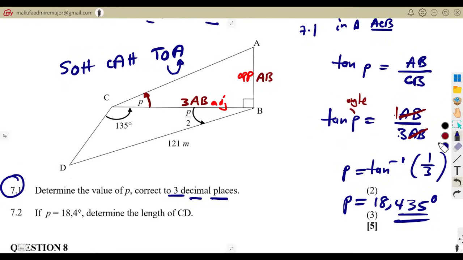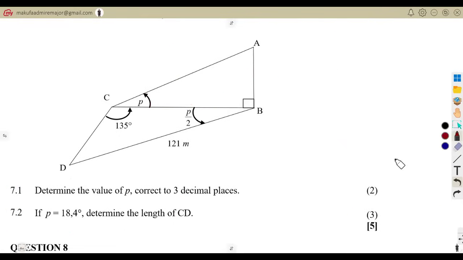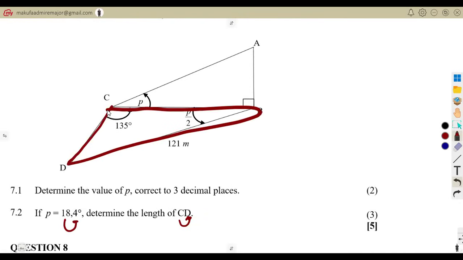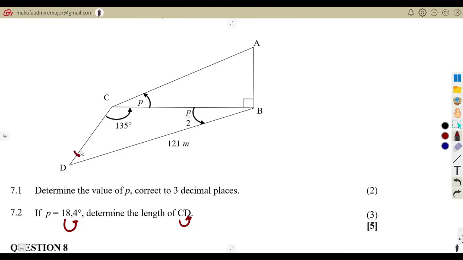On 7.2, they want you to use P as 18.4. If P is 18.4, determine the length of CD. What is going to be the length of CD if P is 18.4? CD is in triangle CDB, this one. That is where we have the length of CD. But they are saying that if P is 18.4, this angle is P over 2.